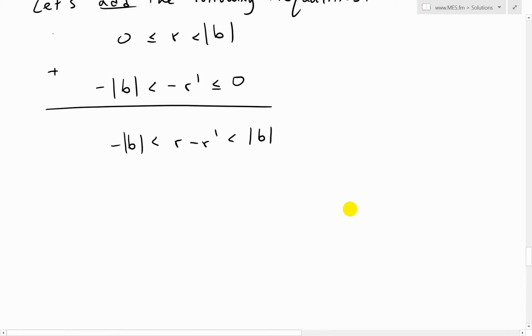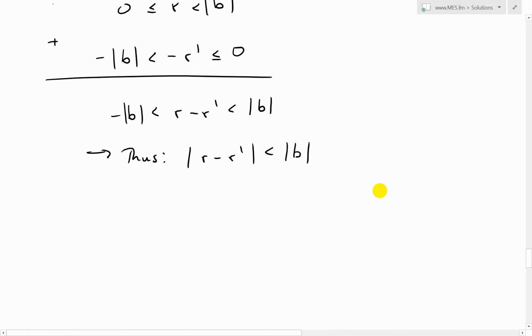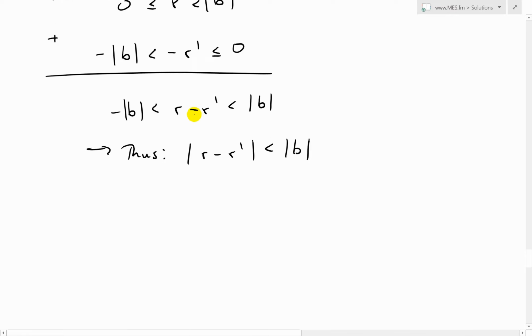So thus, this is the same thing as writing the absolute value of r minus r prime is less than the absolute value of b. That's the same thing, because this value is between the negative of b and the positive of b. If it's positive, it's less than b; if it's negative, it's in between. So it's within the absolute value of b.